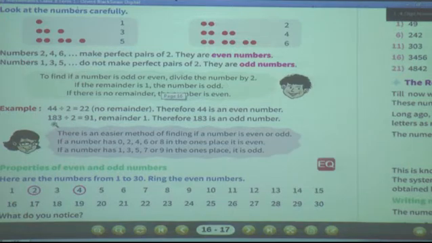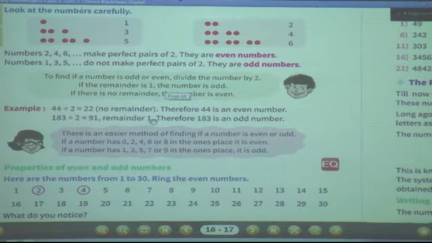But now see this, 183. If we divide by 2, then we will get the answer 91 and there will be a remainder 1. So therefore 183 is an odd number.